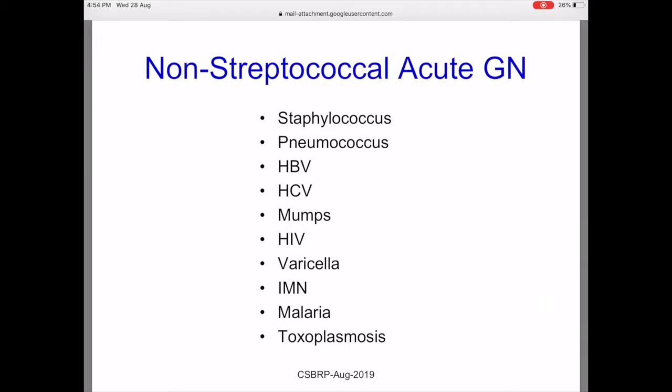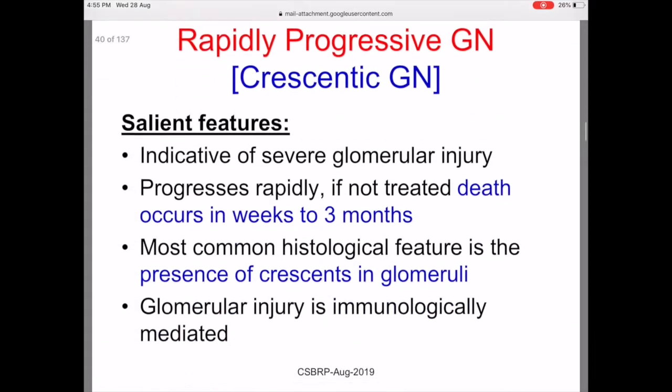So, earlier this glomerulonephritis was known as Streptococcal glomerulonephritis. Now, because of the other agents that are identified to induce similar changes, it is known as proliferative glomerulonephritis. The other agents that can cause proliferative glomerulonephritis include Staphylococcus, Pneumococcus, hepatitis B and C virus, other viruses like mumps, HIV, varicella, and malaria and toxoplasmosis also can induce proliferative glomerulonephritis.